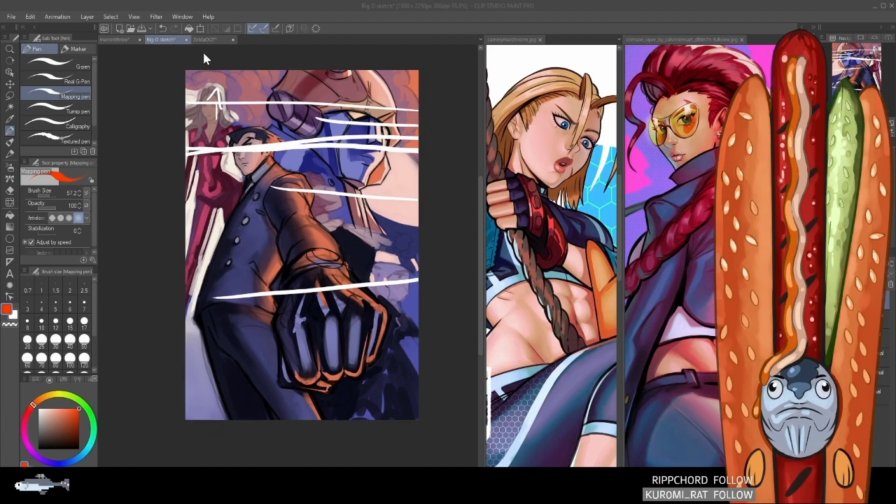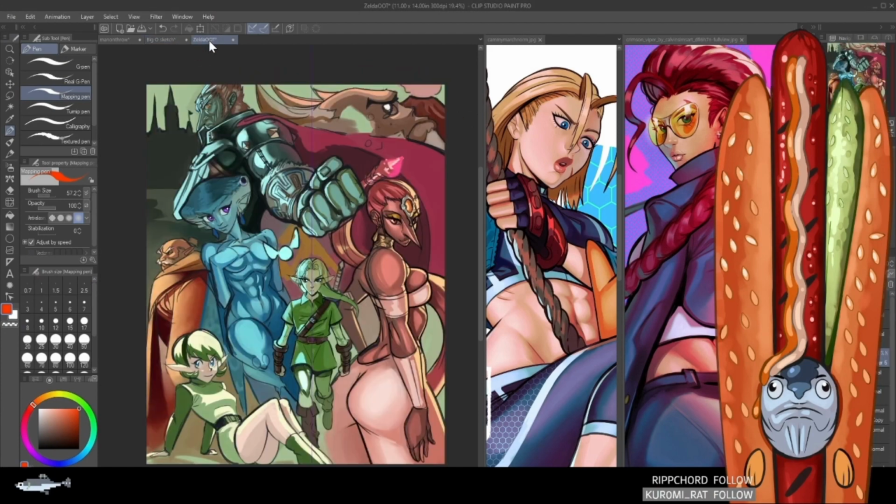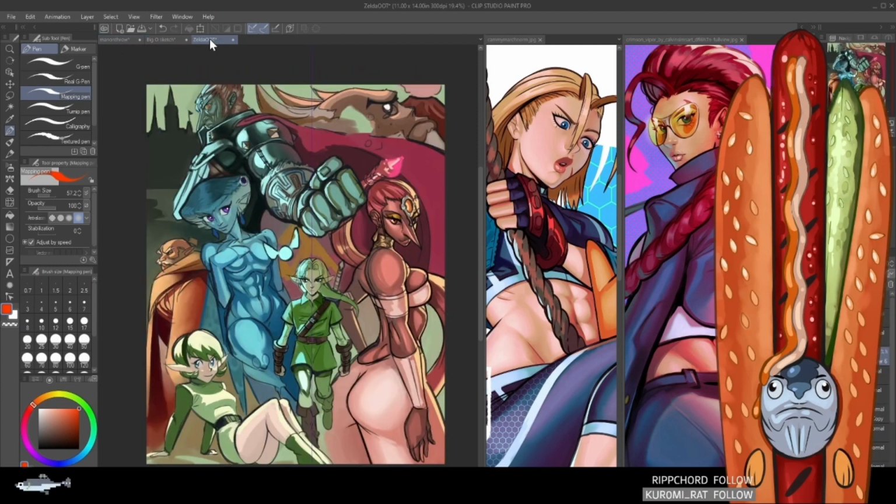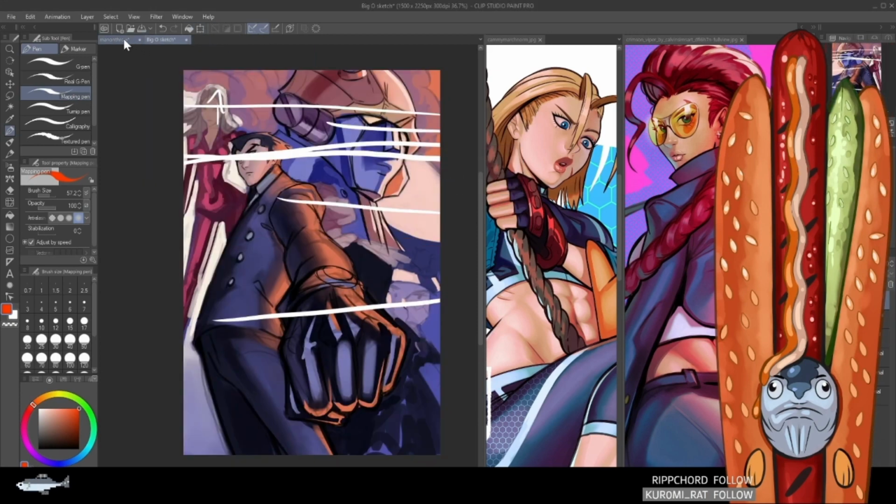Their art is impeccable. But anyway, I was just talking about composition building for pieces like this that are multi-character pieces.